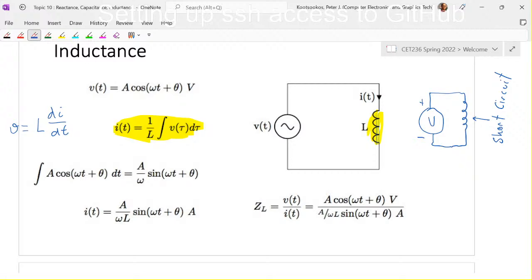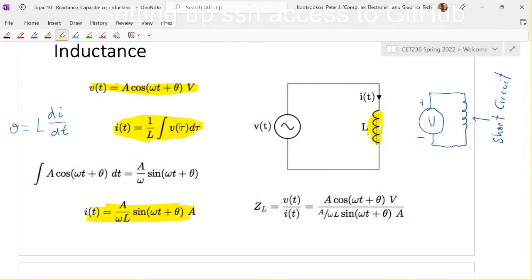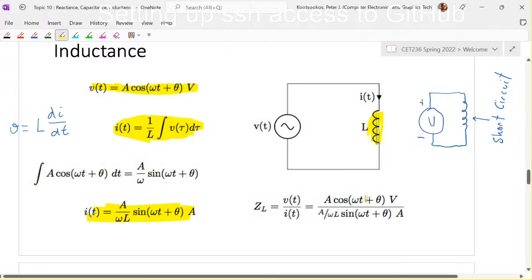Okay, so we can do the same sort of thing. We've got a relationship between voltage and current. So we can apply our voltage. There's our voltage, A cosine omega t plus theta. So there's our current after we pass it through the integral. So I of t is A on omega L times sine omega t plus theta. So then we've got our ZL.